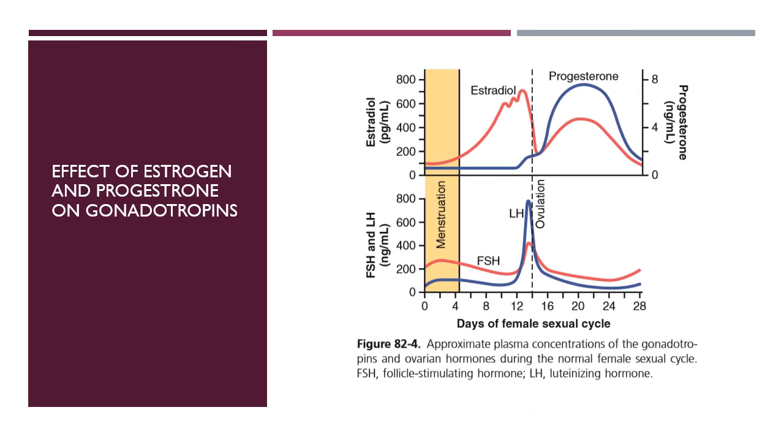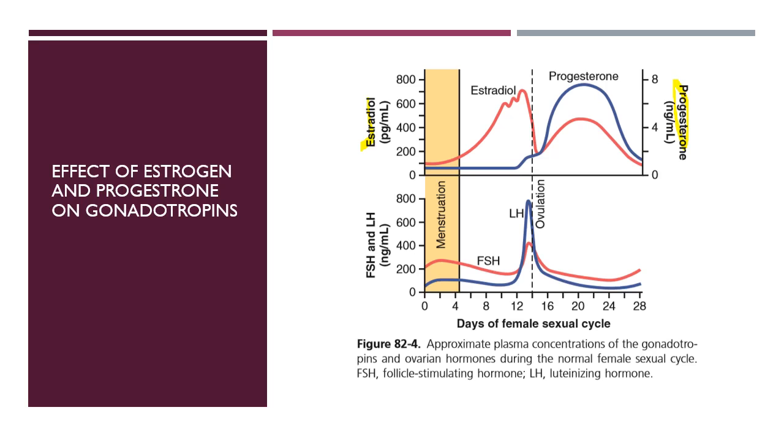In this figure, you will see the levels of follicle stimulating hormone and luteinizing hormone during the different stages of the ovarian cycle, as well as the levels of both estradiol and progesterone also during the different stages of the ovulatory cycle. Now let's focus on the first phase of the ovulatory cycle, which is the pre-ovulatory phase or the follicular phase.